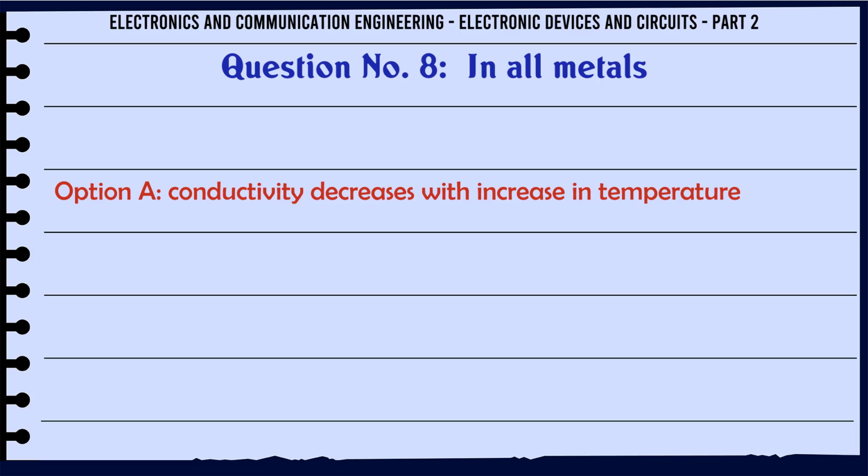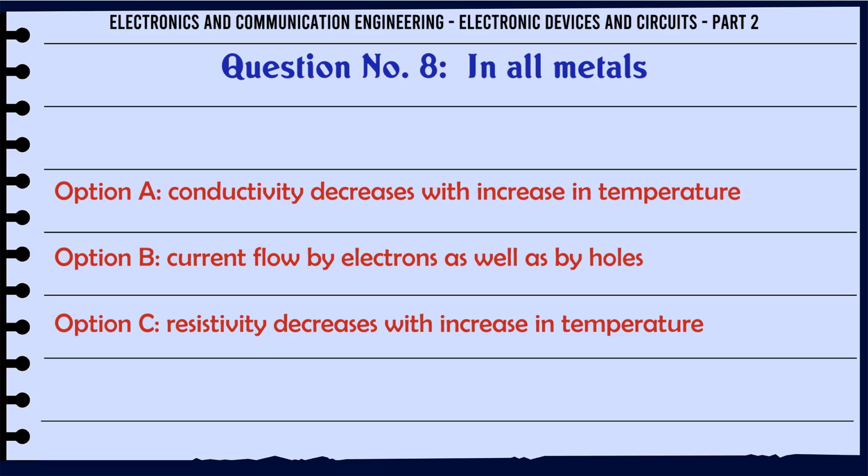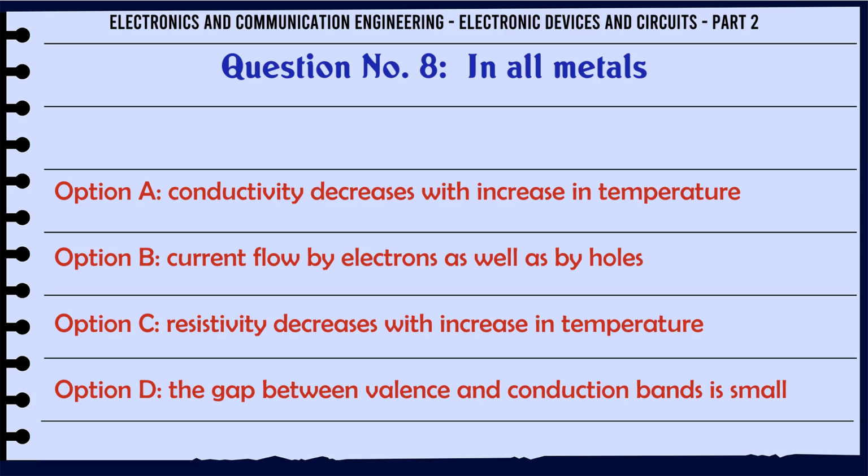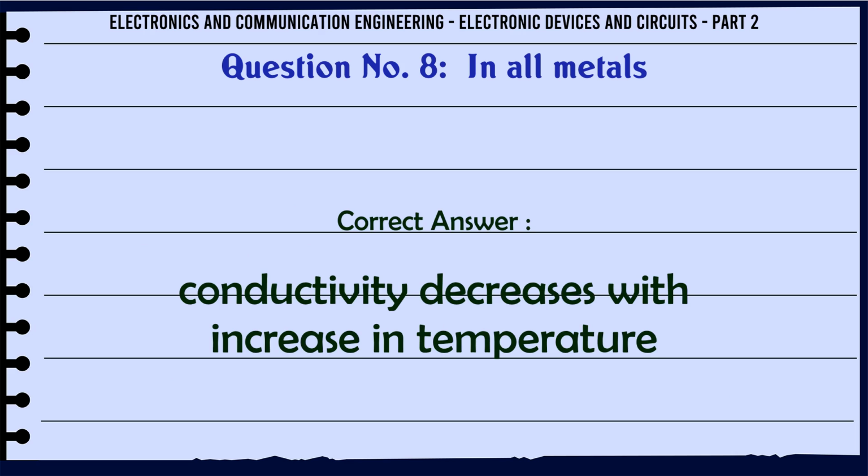In all metals: A, conductivity decreases with increase in temperature; B, current flow by electrons as well as by holes; C, resistivity decreases with increase in temperature; D, the gap between valence and conduction bands is small. The correct answer is conductivity decreases with increase in temperature.